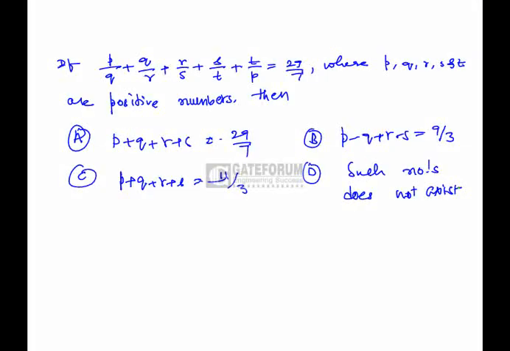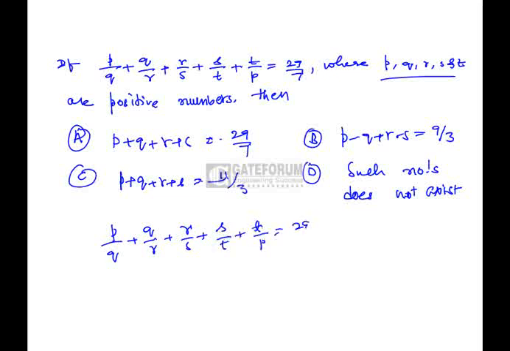So, in this problem, it is given that P, Q, R, S and T are positive numbers which satisfy the relation P by Q plus Q by R plus R by S plus S by T plus T by P is equal to 29 by 7, and it is asking which of the options is correct. Now, let us use the property of arithmetic mean and geometric mean.